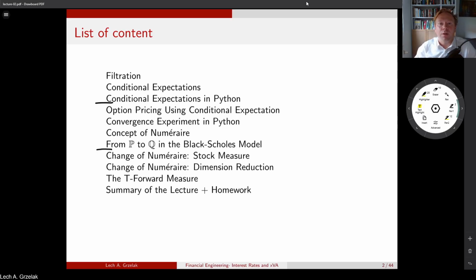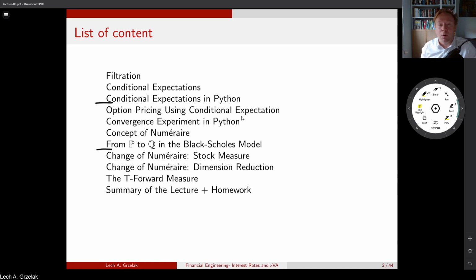Hi, welcome everyone after the break. Today we will continue with the second block of lecture number 2 of the financial engineering course for pricing of interest rates and XVA. Last lecture we discussed the concept of filtration and conditional expectations. We also went through the code of conditional expectations and an exercise and simulation in Python. Today we will go into conditional expectations with a much more advanced experiment than we performed previously.